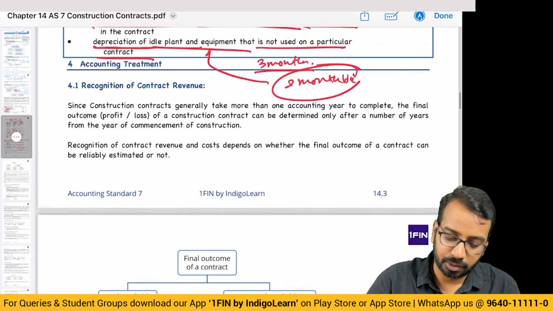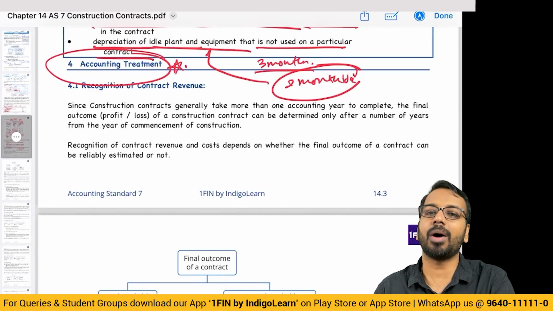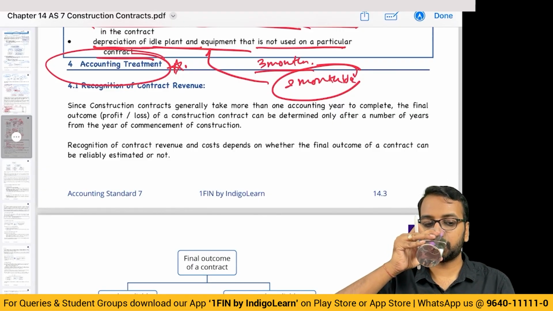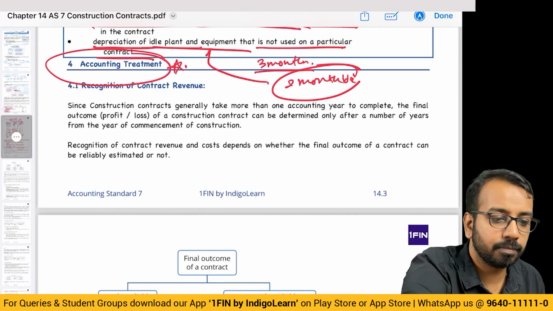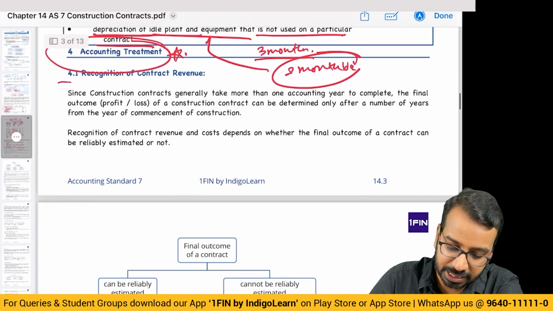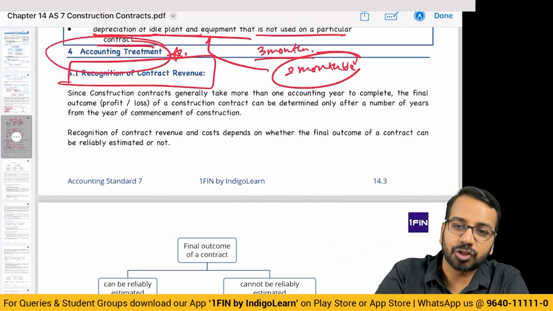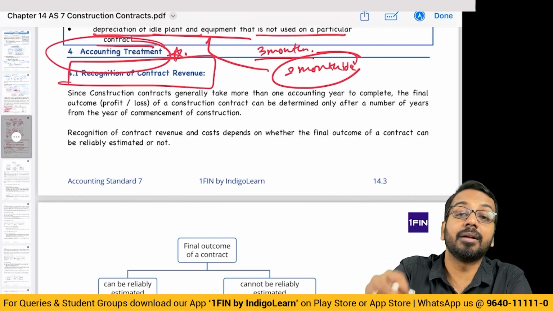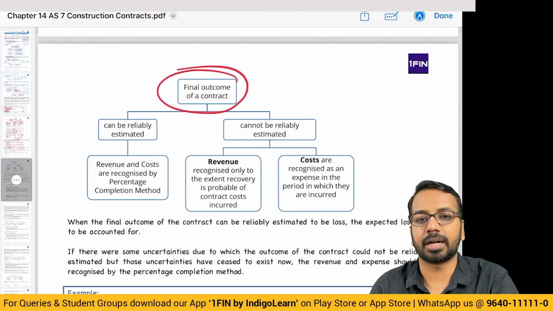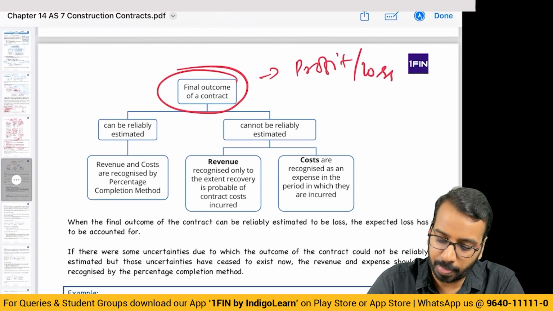Then, most important, from the examination point of view, that is where most of the questions are tested in the examination, apart from the disclosure requirement. Okay. So, first is recognition of contract revenue. So, out of the total price, how much should I charge, or how much should I record in the P&L? That is what we are discussing here. So for that, we need to check the final outcome of the contract. Final outcome of the contract means whether it will result in profit or loss.